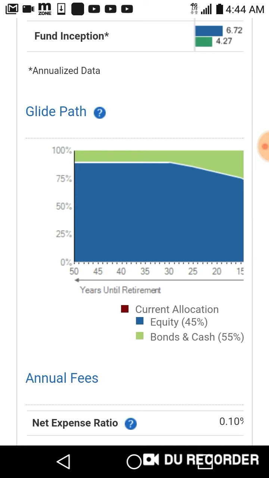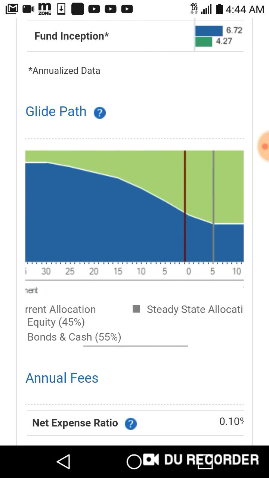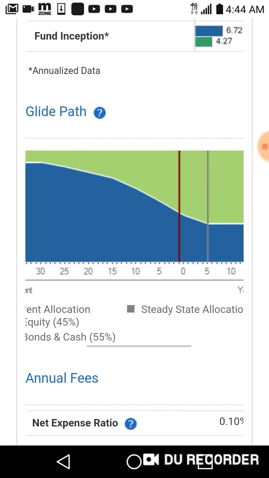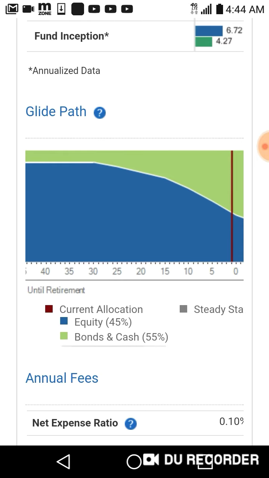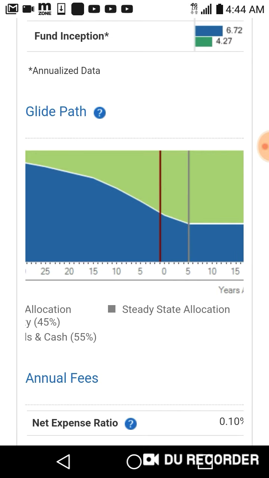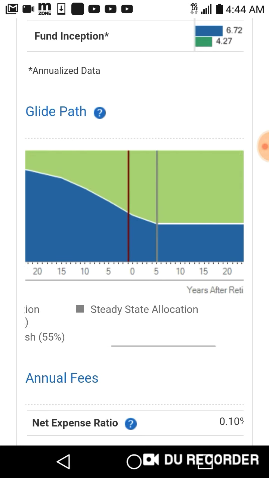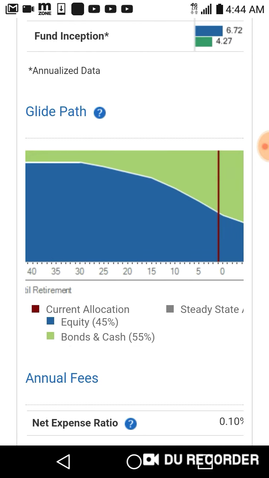This next portion, it tells you how the fund is set up. It looks like, when the fund first started, it was 45% equity, 55% bonds and cash. And so what it's doing is it's gradually increasing the bond and cash percentage, and it's reducing the equity percentage as time goes on. So in the next 5 years, it'll be down to maybe about 30% equity and about 70% cash and bonds.